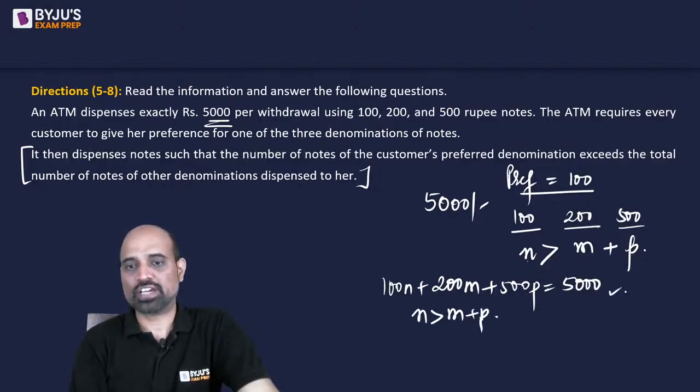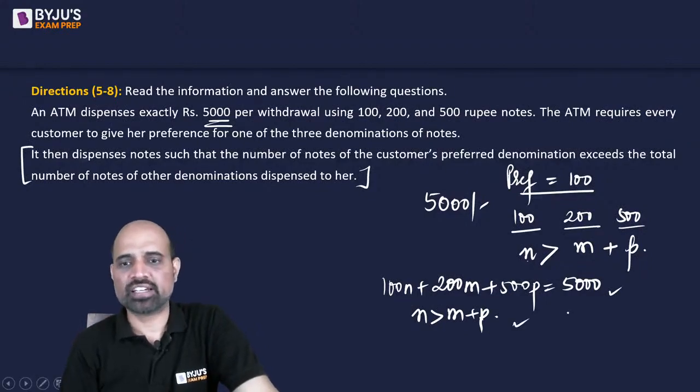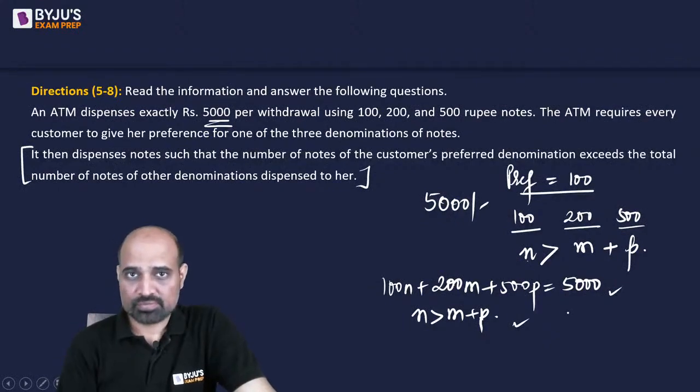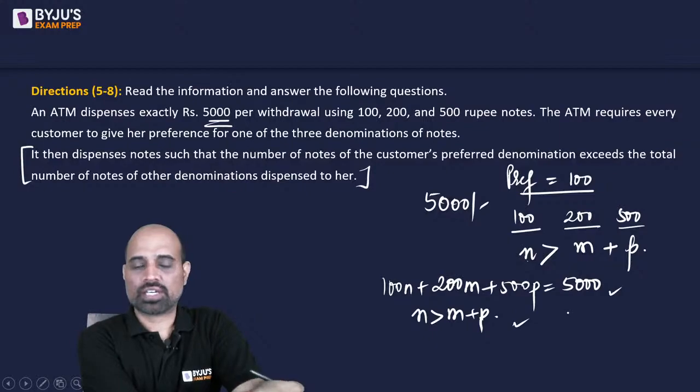So we have three variables, one equality, one inequality. It is very difficult to solve it that way. So it's better to use hit and trial, because there are more variables and fewer equations, right? Okay.